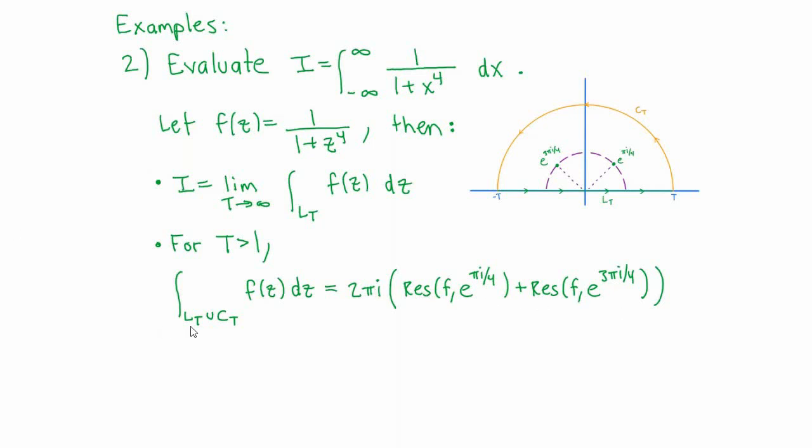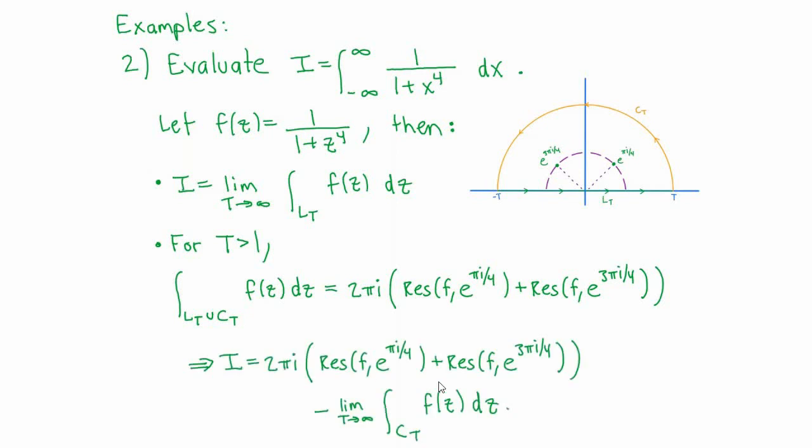If we write the integral over lt union ct as the integral over lt plus the integral over ct, and then take the limit as t goes to infinity, we obtain this formula for I. I is 2 pi i times the sum of the enclosed residues minus the limit as t goes to infinity of the integral over ct of f of z dz. Now we just have 2 steps left.